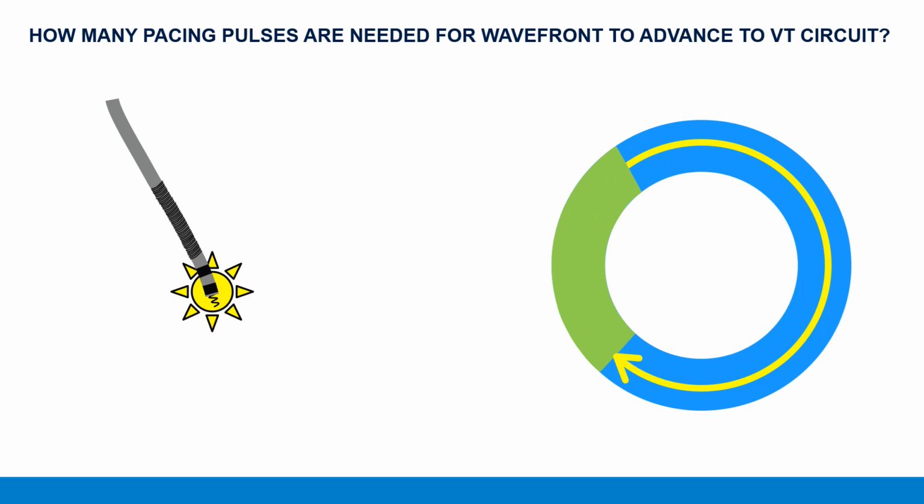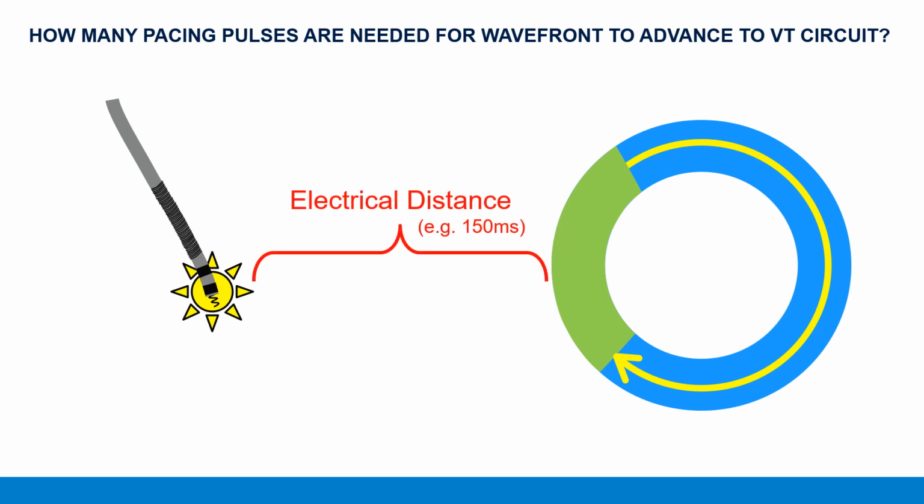So how many pacing pulses does it actually take in order to overcome the VT wavefronts that continue to bombard the tissue between the pacing site and the circuit? Well, that's largely going to depend on the electrical distance between the pacing site and the entry of the VT circuit. So for example, if the electrical distance is 150 milliseconds, then we're going to have to reclaim that amount of time with sequential pacing pulses in order to claw our way toward the circuit.